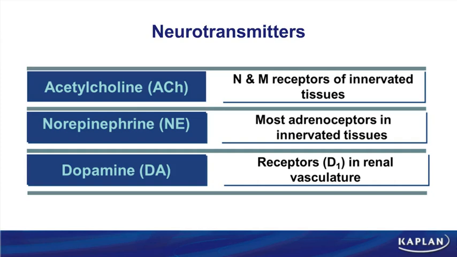We also didn't discuss the transmitter dopamine in the previous diagram. Most often when you think about dopamine, of course that's a very important neurotransmitter in the CNS. It does have some actions in the periphery though as well. There are dopamine D1 receptors found on renal blood vessels, so when dopamine acts on these receptors, it causes renal vasodilation.